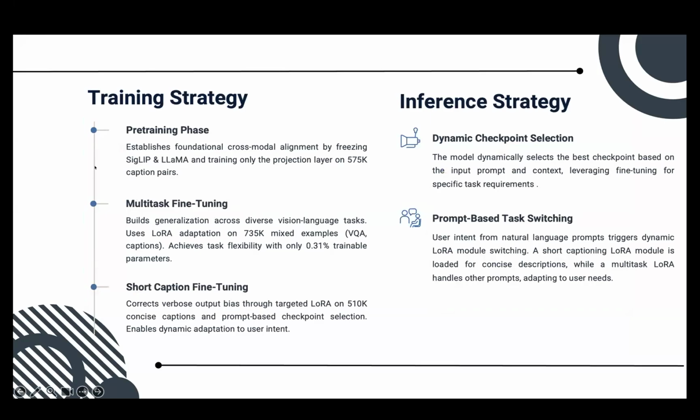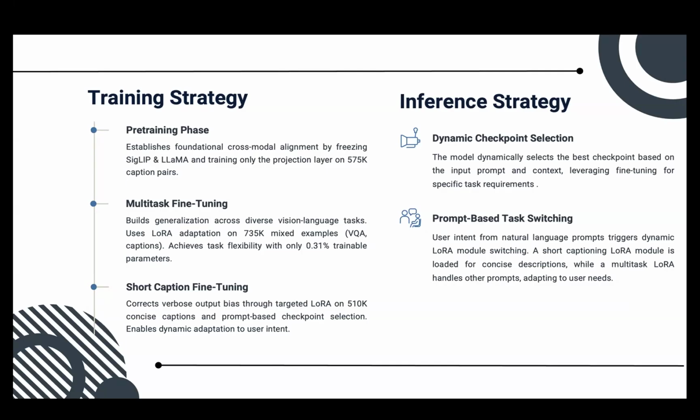Our training strategy consists of three orchestrated phases. The pre-training phase establishes foundational cross-alignment. We freeze both SigLIP and LLaMA, training only the projection layer on 575,000 caption pairs. This focused approach preserves the pre-training knowledge while learning the visual language mapping efficiently.